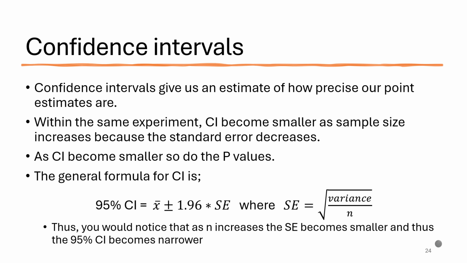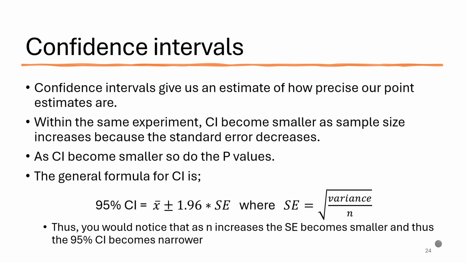So within the same experiment, let's say we were calculating the mean height of people in the class, and at the start I asked you to pick 5 students. Now imagine I asked you to pick let's say 35 students instead of 5. As your sample size increases, your confidence intervals become smaller, right? And the way that your confidence intervals become smaller is because your standard error decreases, right? And the p-value becomes smaller.